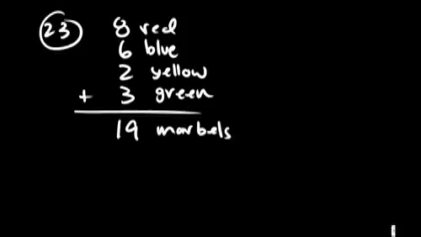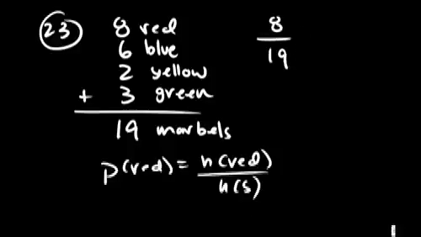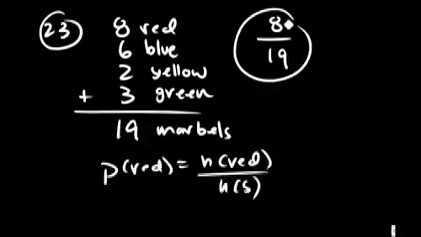What is the probability of choosing a red marble? The probability of choosing a red marble is found by determining the number of red marbles in the bag divided by the total number of possible marbles. Since there are 8 marbles that are red out of 19, the answer is 8 over 19.